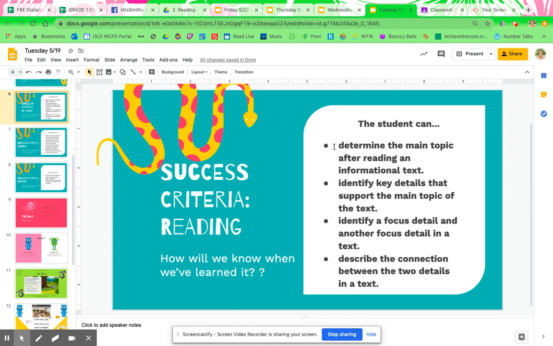The student can determine the main topic after reading an informational text. The student can identify key details that support the main topic of the text. The student can identify a focus detail and another focus detail in a text. The student can describe the connection between the two details in a text.